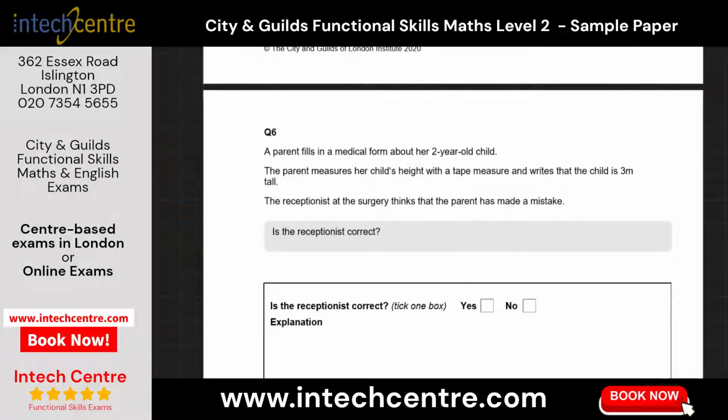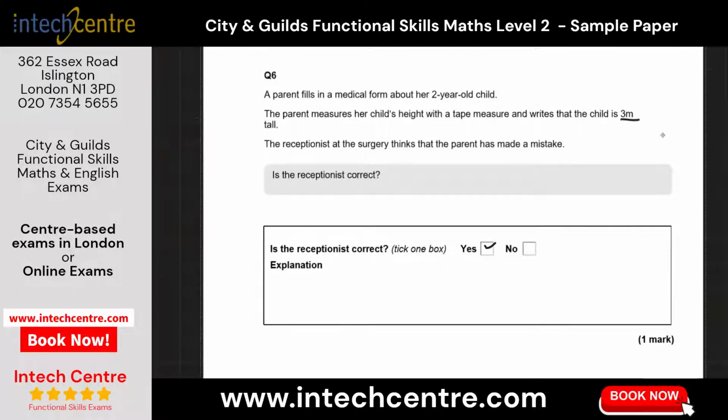So now we have this question here, and a parent fills out a medical form about her 2-year-old child, and they measure it with a tape measure and write that the child is 3 meters tall. Okay, and the receptionist at the surgery thinks that the parent has made a mistake. Is the receptionist correct? Now, 3 meters is also 300 centimeters, and that's very tall for a 2-year-old child, especially. So the parent definitely did make a mistake. So the answer to tick here is yes.